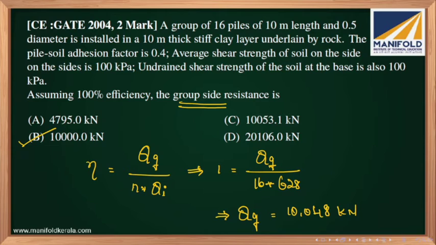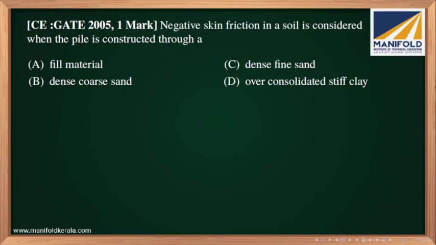So be careful. What is the word they are using? They are asking the efficiency of a group, bearing resistance or side resistance. They have segregated these values and have just asked the final efficiency, the final load carrying capacity of a pile group.